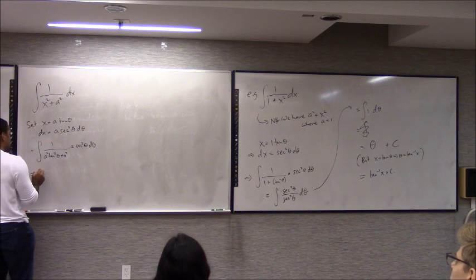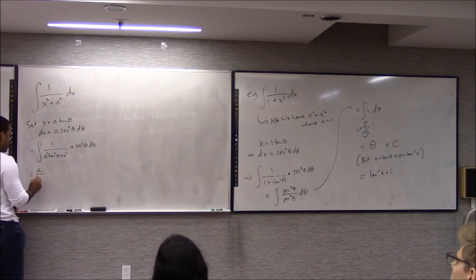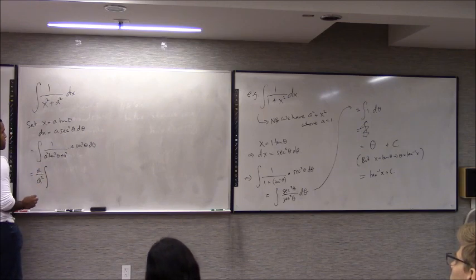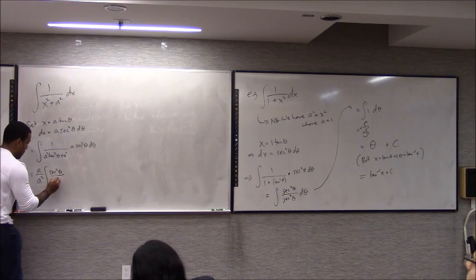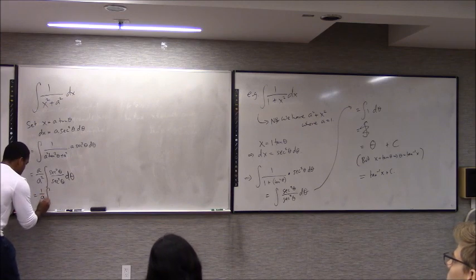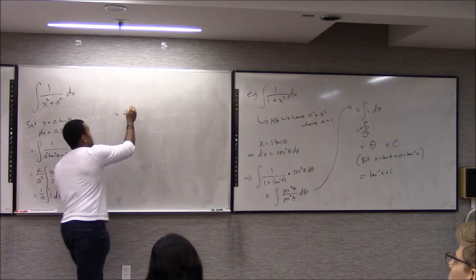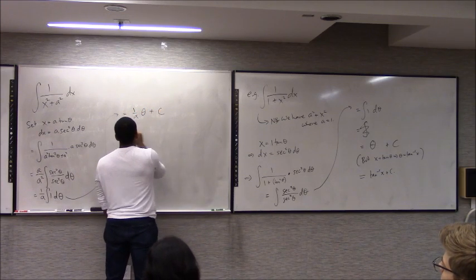You'll notice that the a is a constant that can factor out. There's also an a squared in the denominator that can factor out. And I would end up with secant squared theta over secant squared theta. So I end up with 1 over a times the integral of 1 d theta. This gives you 1 over a times theta plus c.